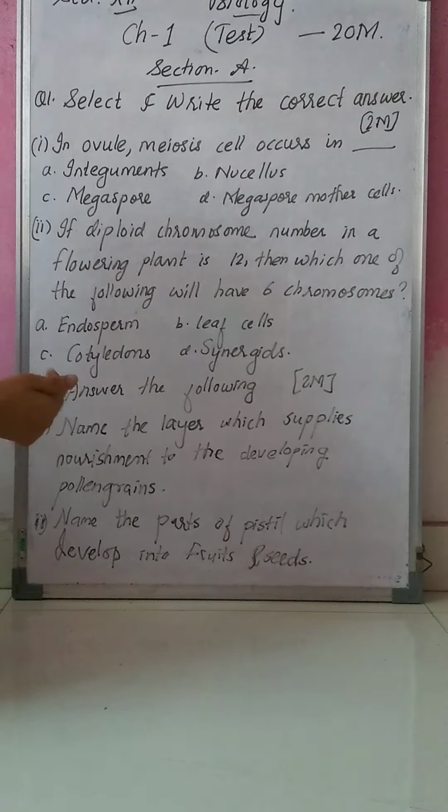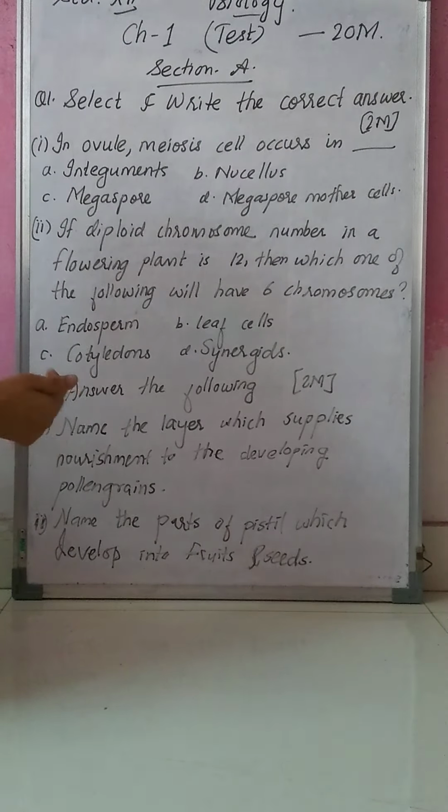The first MCQ is: in ovule, meiosis occurs in dash. Four options are there. Your question is to just select and write the correct answer, nothing else. So you have to find the correct answer and write it in your paper. In ovule, meiosis occurs in dash.